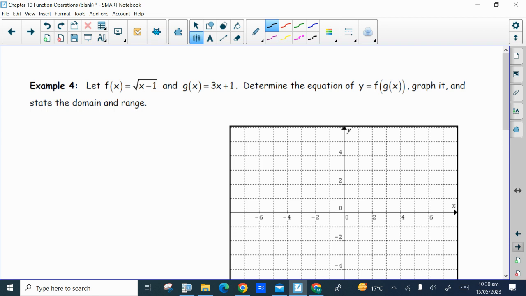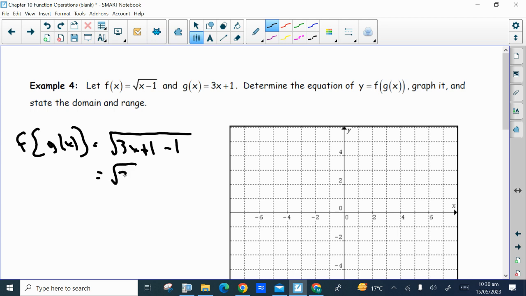So same thing with this one. We're given f and g. You want to determine f at g at x, graph it, and state the domain and range. So g is embedded into f. g is 3x plus 1. That replaces the variable x in f. But then you still have the minus 1 that is after the x in f. And so that'll give us the root of 3x.